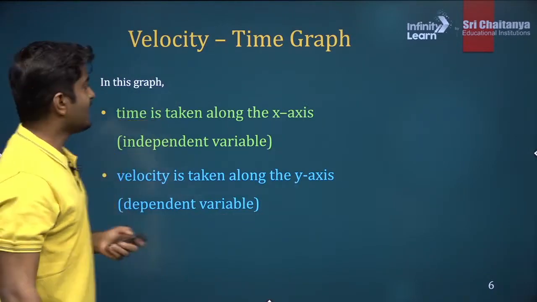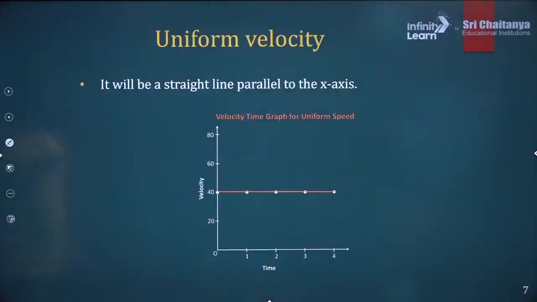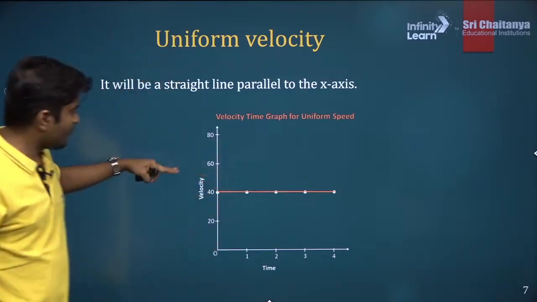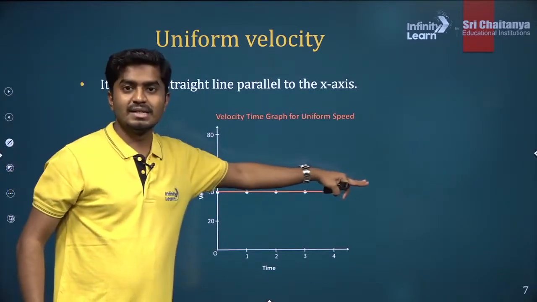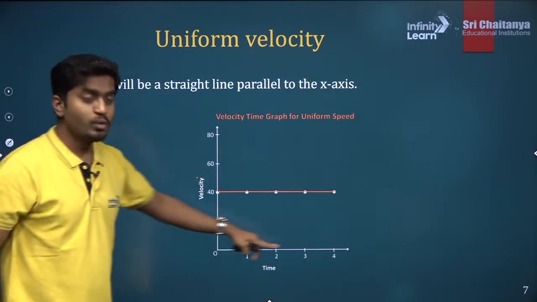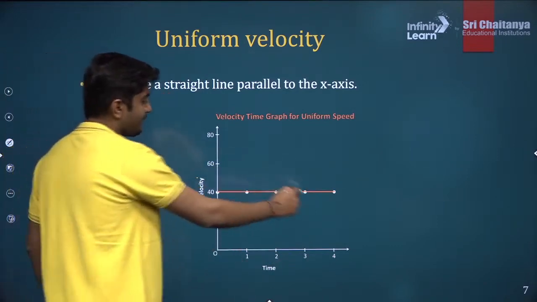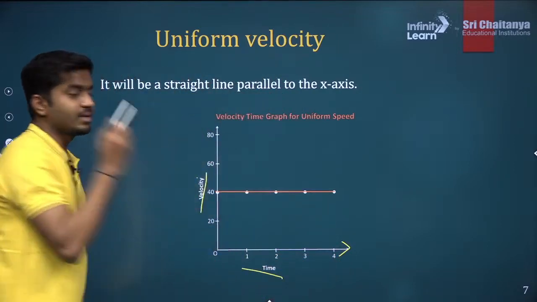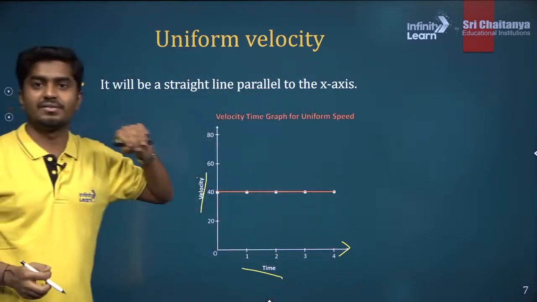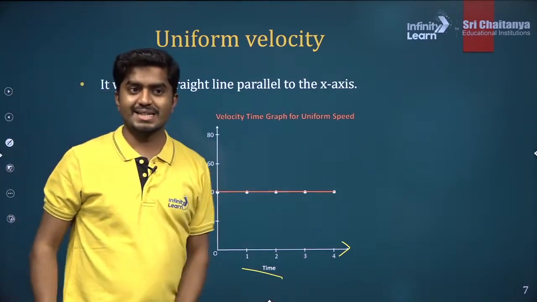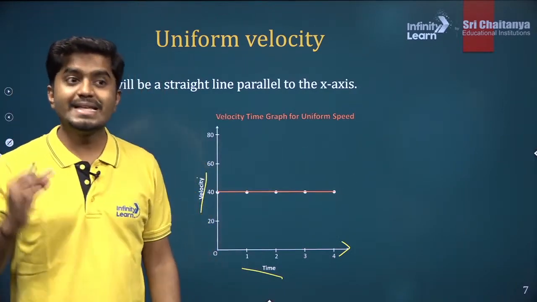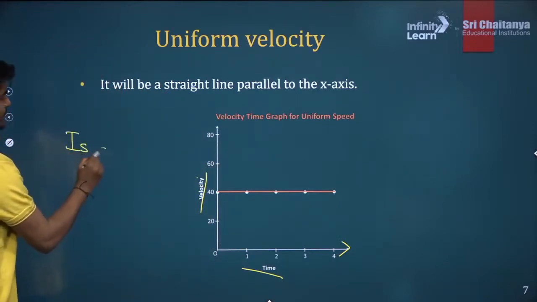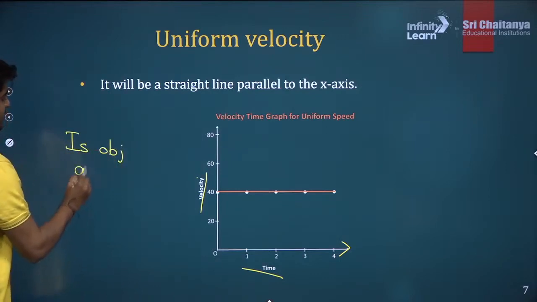Correct? Now let's understand different types of graph. The first one: the graph is a straight line parallel to the time axis. There is a velocity time graph which is parallel to our time axis. So what is the meaning of this graph? Is the object at rest? Can you tell me? Is this object at rest?